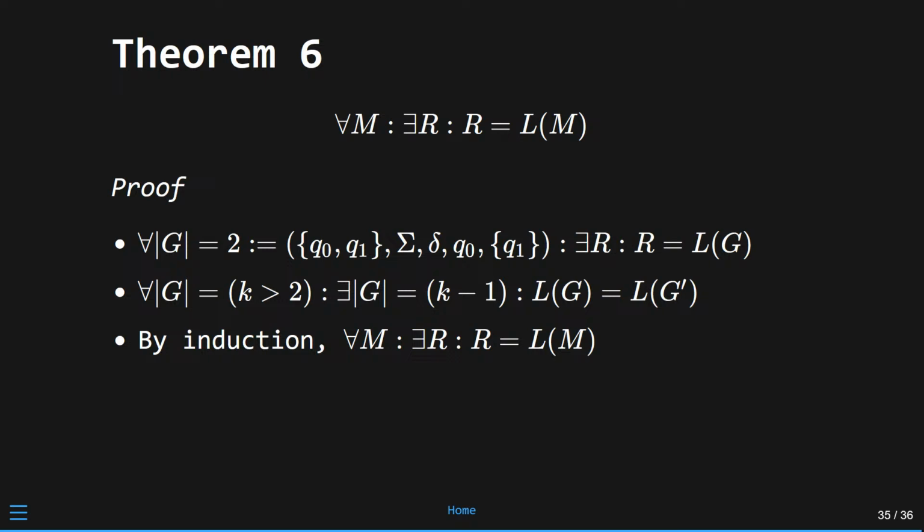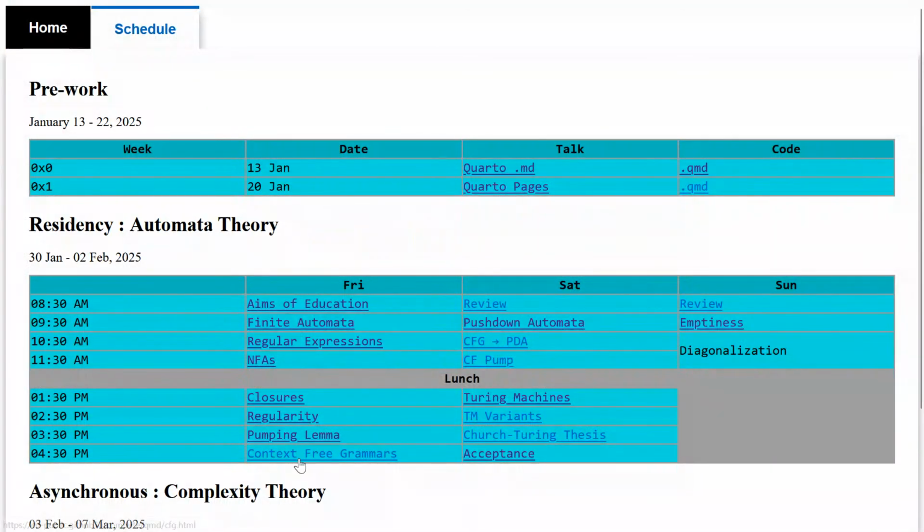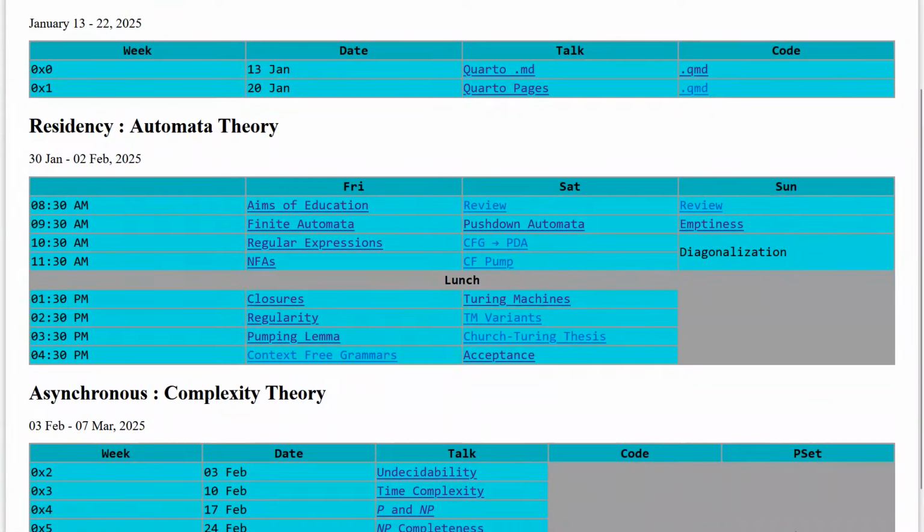My throat's killing me, so we have to take another break. Let me see what's next, though, before we stop. Read up on induction if you're stuck. Okay, that's regularity. I don't know what time it is. It is 3:46.